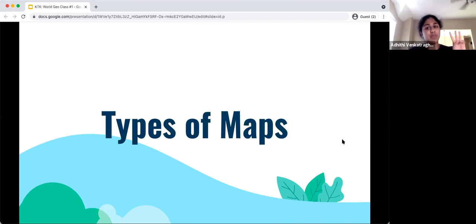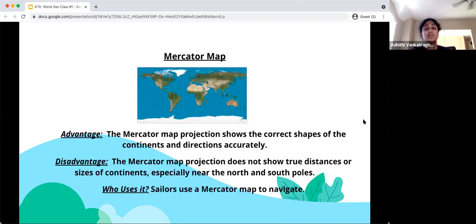There are three main ones that we're going to look at, and the first one of those is the Mercator projection, the Mercator map. This shows the correct shapes of the continents and the directions accurately, but one big disadvantage is that the Mercator map projection does not show any true distances or the true size of continents, especially near the North and South Poles. And sailors usually use a Mercator map to navigate.